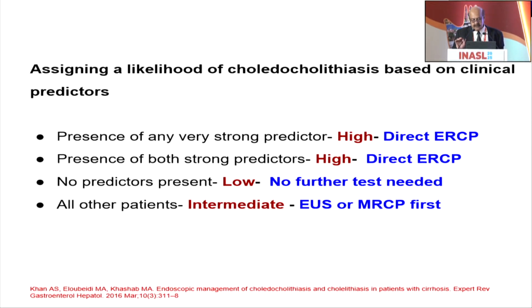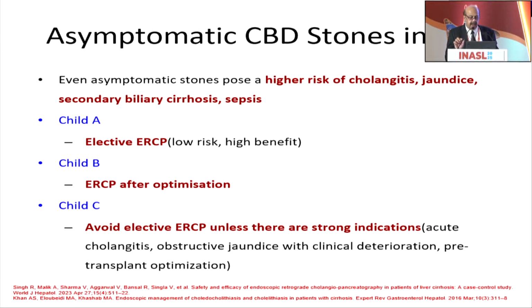So, if somebody has got a strong predictor, directly ERCP can be done. If presence of both the strong predictors, again direct ERCP. If there are no predictors at all, no further tests are required. If there are intermediate predictors, then one has to make use of MRCP or EUS to confirm the diagnosis of choledocholithiasis. Asymptomatic CBD stones should be treated because of high risk of cholangitis, jaundice, secondary cirrhosis, and sepsis.